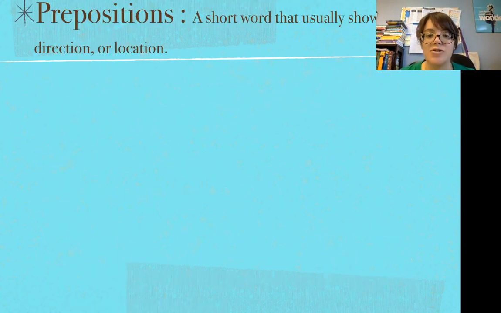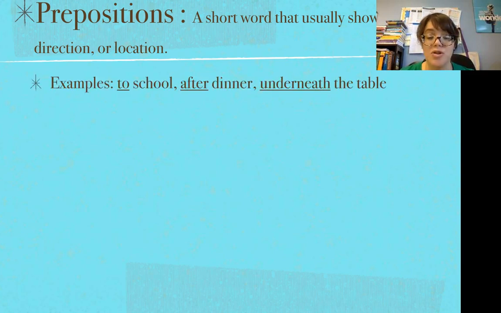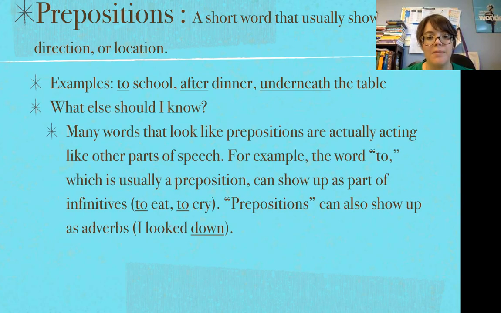All right, prepositions, a short word that usually shows time, direction, or location. Examples: to school, after dinner, underneath the table. Many words that look like prepositions are actually acting like other parts of speech. So, for example, the word to, which is usually a preposition, can show up as a part of a special type of verb phrase called infinitives, like to eat, to cry. And you probably hear about infinitives in Spanish. That's kind of like the base form of the verb.